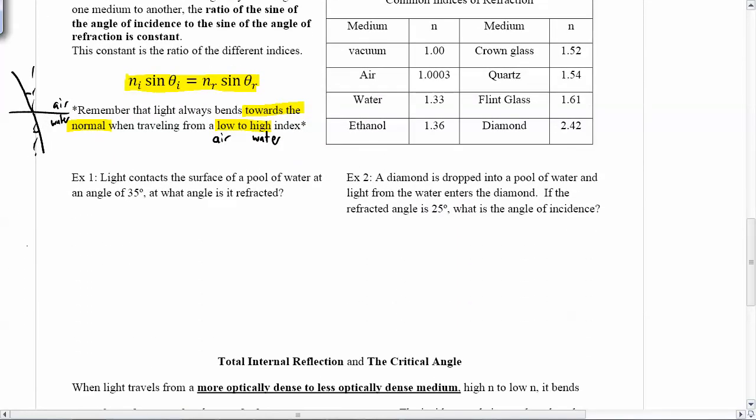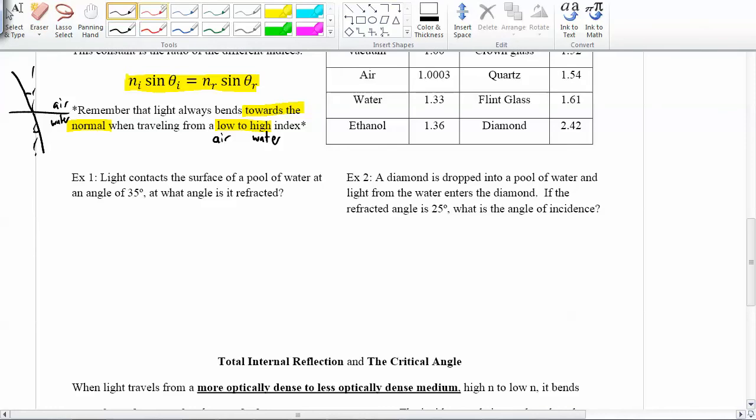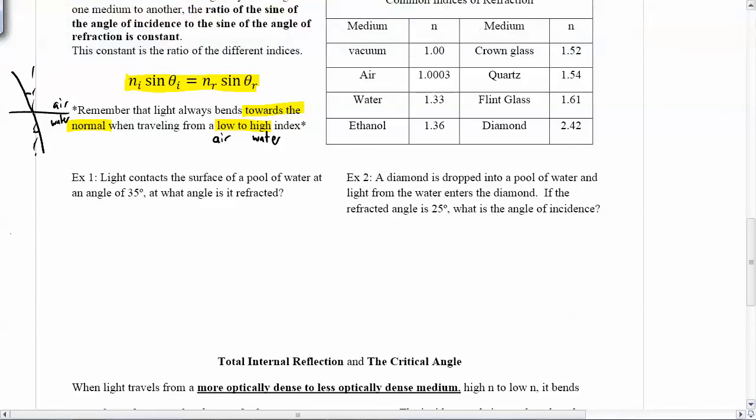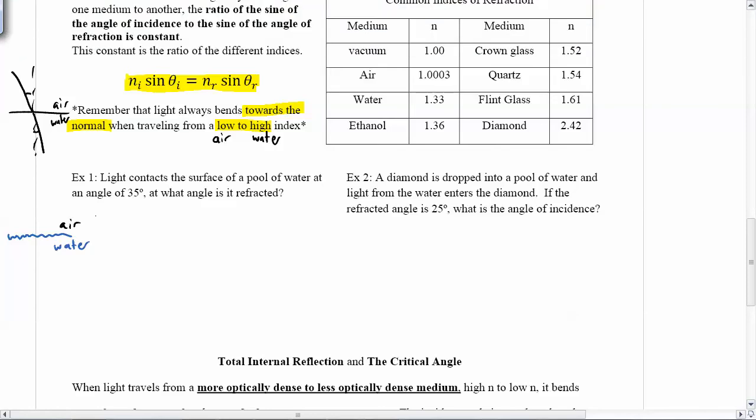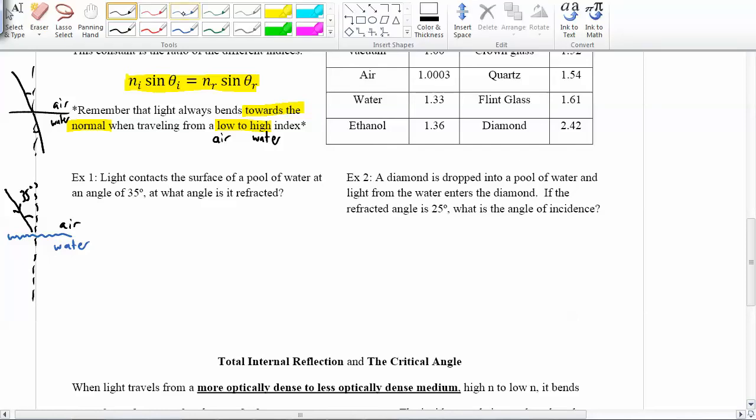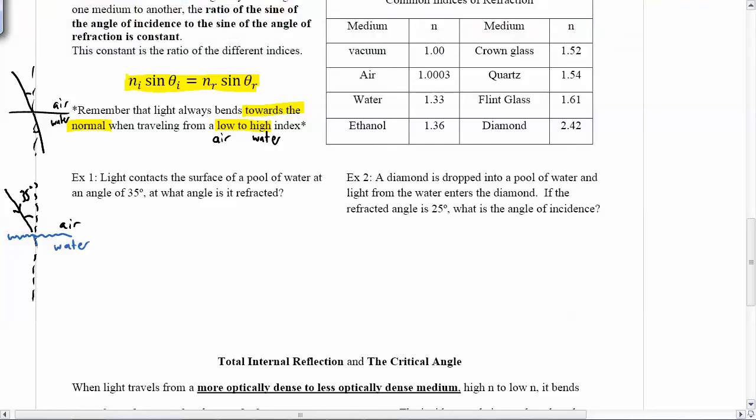First example, we have light coming into contact with the surface of a pool. So we've got some water here, and air. I'll always draw the normal line, which is just a 90-degree line to the surface. We've got some light coming in at an angle of 35 degrees. When it hits the water, that light is going to bend towards the normal, so the angle is going to be closer to the normal line. We want to know exactly how close.